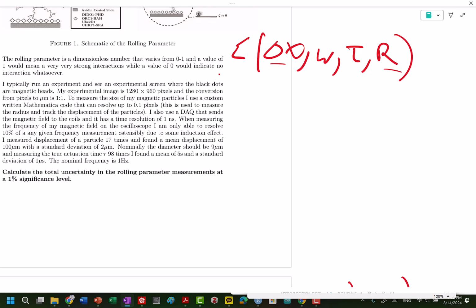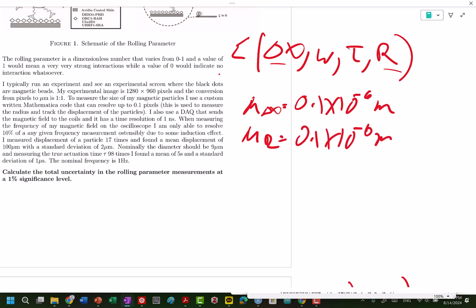So there's going to be a bias error or an uncertainty in delta x. It's going to be equal to 0.1 times 10 to the minus 6 meters. Same thing, uncertainty in the radius, which is going to be 0.1 times 10 to the minus 6 meters. The resolution is 1 nanosecond, so uncertainty in tau is going to be 1 times 10 to the minus 9 seconds. 10% of a given frequency. Let's see here.